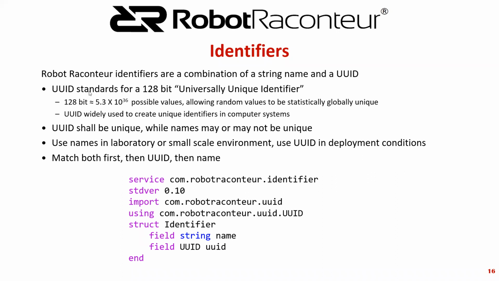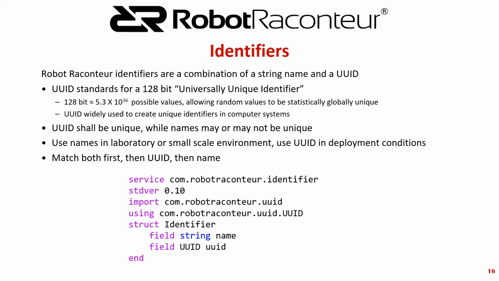And it's a 128-bit number, which is a number with 5.3 times 10 to the 36 possible values. And the idea is that this number is so large that a random value will basically always be unique. Now, of course, there's always the 1 in 10 to the 36 chance it won't be unique, but for all intents and purposes, it is unique. So they're widely used in computer systems all over the place for this reason. You don't need a central authority to create unique IDs.